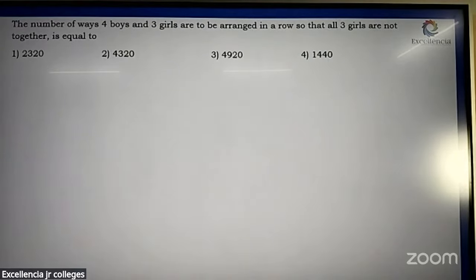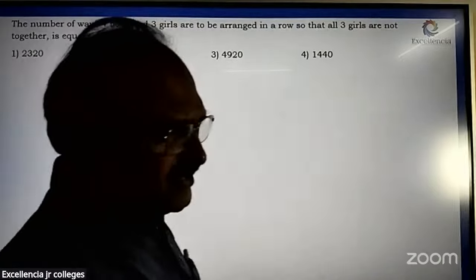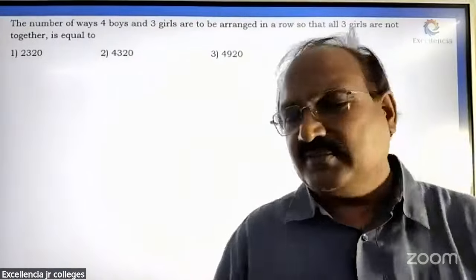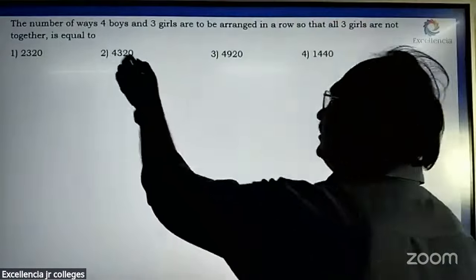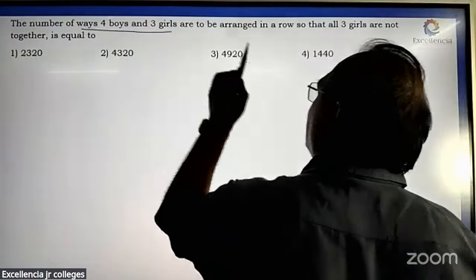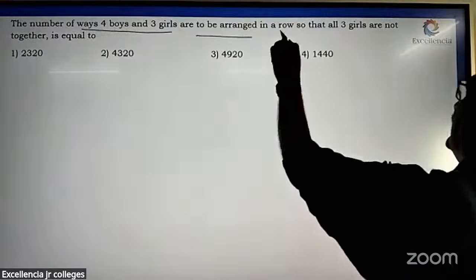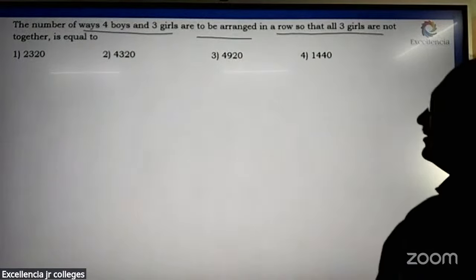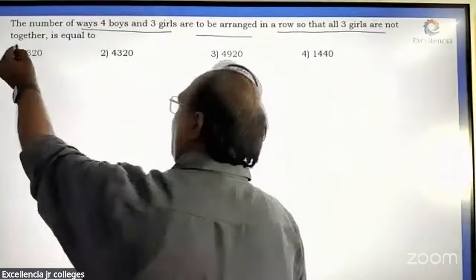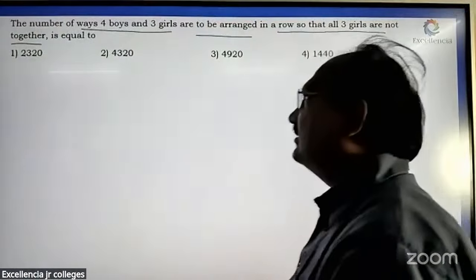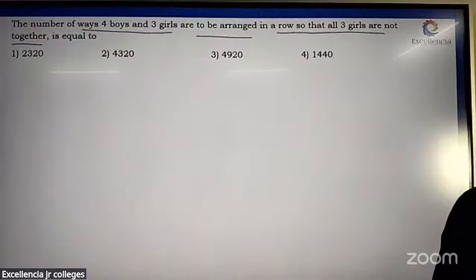The number of ways in which 4 boys and 3 girls are to be arranged in a row so that all 3 girls are not sitting together. This is permutations, a simple question with a basic concept. He is asking for the arrangements where all 3 girls are not together.